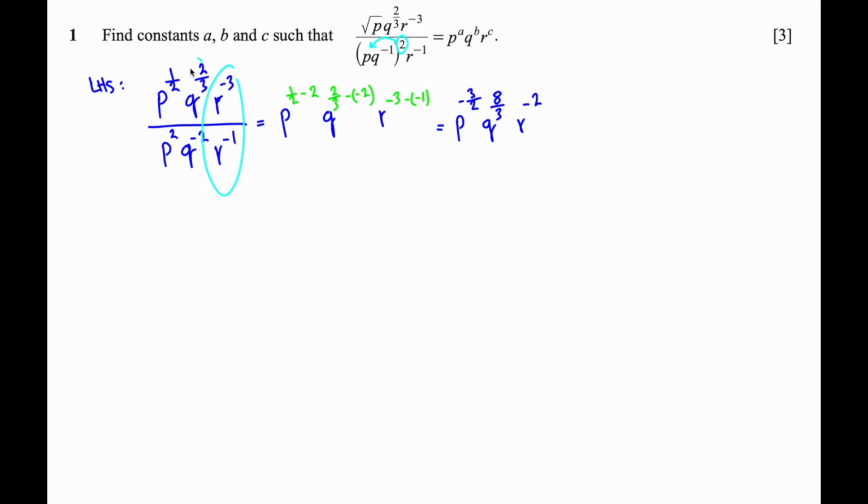And now I can simply just combine and group them, the p's together, q's together, r's together. This is a matter of subtraction since I'm dealing with division. So half minus 2, that's the new power for p. 2/3 minus -2, that's the power of q. And -3 minus -1, that would be -2, of course. And this is what I get. That means a has to be -3/2, b has to be 8/3, and c has to be -2.